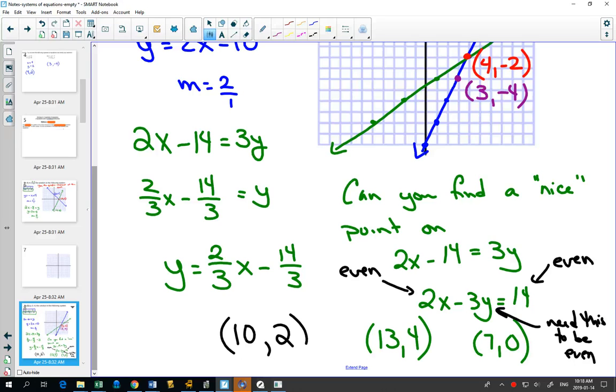In fact, you could have used any even number, like 4, you would have got 13. Only problem with 4 is it went off. But if you went backwards, 0 would have got you 7. Or negative 2 would have worked as well. So an idea of how you can look at the equation and think about what might work out well.